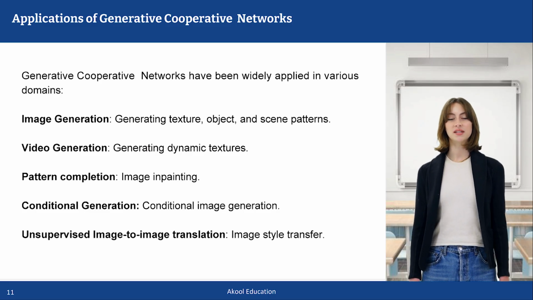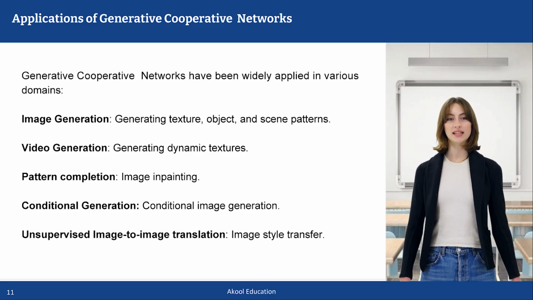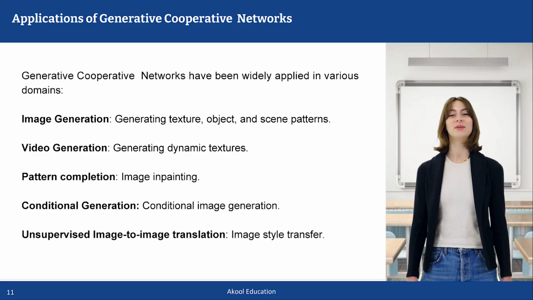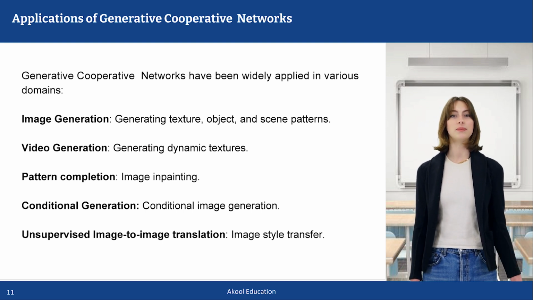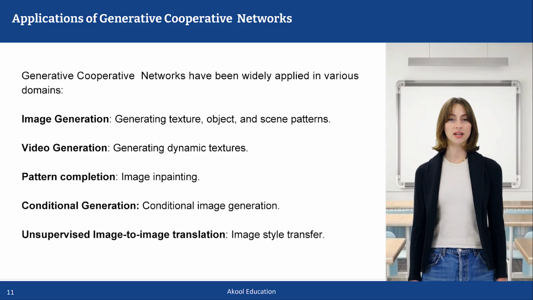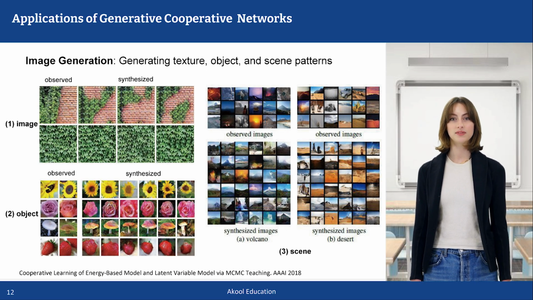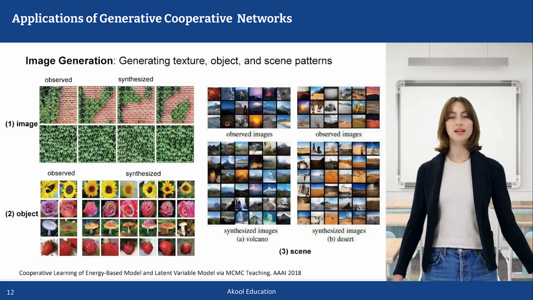Image generation, such as texture, object, and scene generation. Video generation, such as dynamic video synthesis, pattern completion, like image inpainting, conditional image generation, and unsupervised image-to-image translation, such as image style transfer. Here are examples of generated images by cooperative learning for scenes, objects, and textures. Each case shows synthesized examples alongside observed ones. The model captures both global structure and local detail quite effectively.